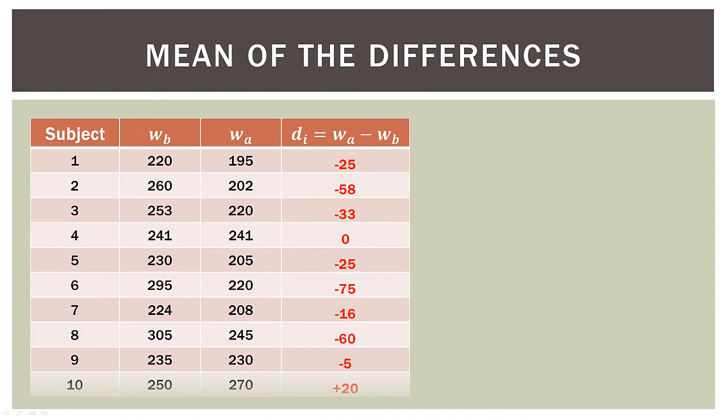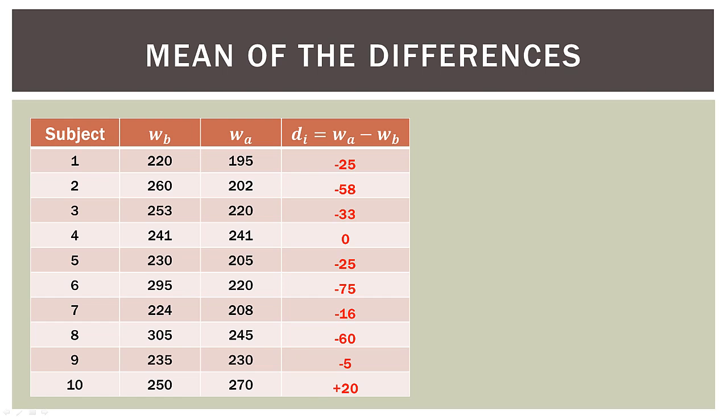So here is our hypothetical data. We have our 10 subjects, and then we have W sub B, that's weight before, and then we have W sub A, that is weight after. Now what we do is we subtract them. It's just that simple. So our first subject had a weight before of 220 pounds, and then after the 12-month diet had a weight of 195 pounds. So that is minus 25 pounds, or that person lost 25 pounds.